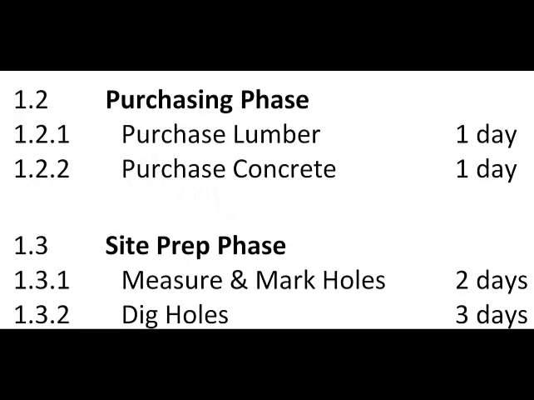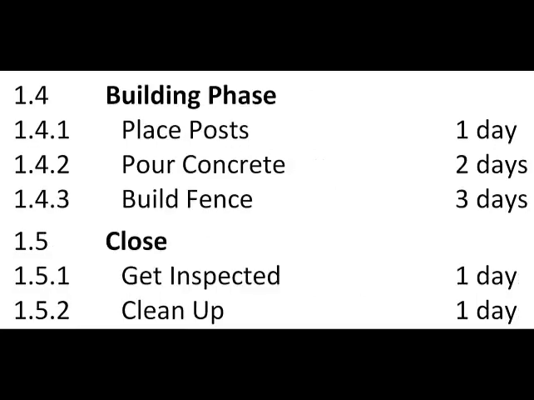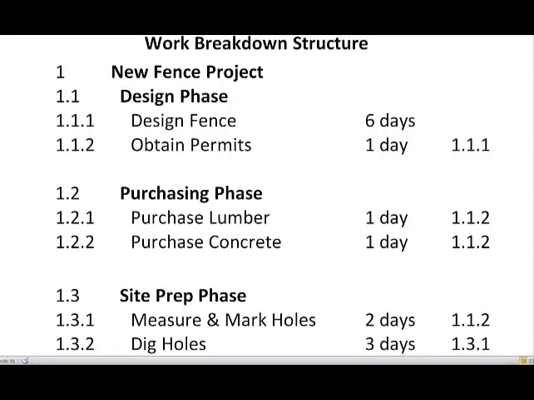Now on the screen we actually can see two phases. 1.2 is the purchasing phase and 1.3 is the site prep phase. Our final two phases are 1.4, the building phase, and 1.5, the closing phase. Okay, so let's look at the detail in this work breakdown structure.